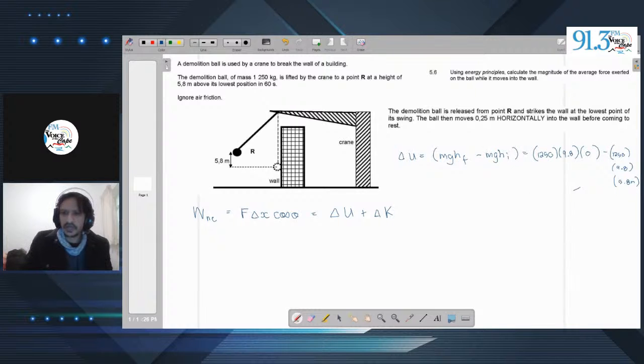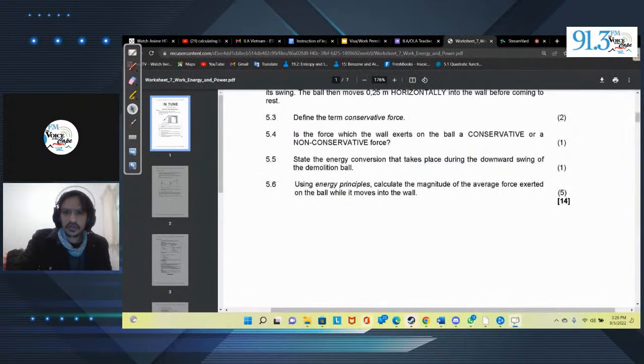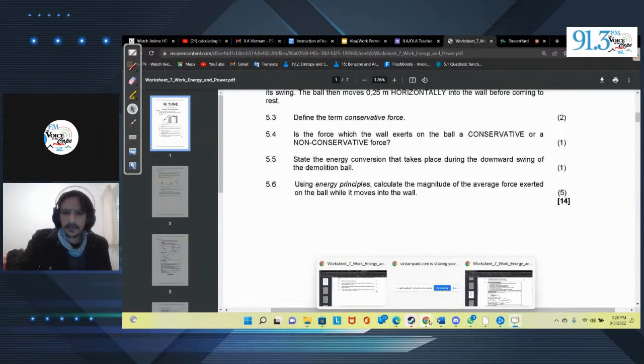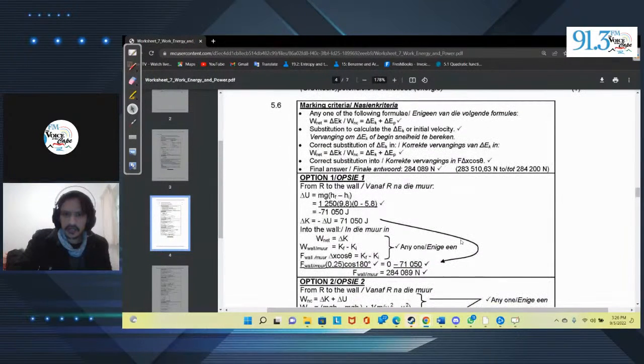Right? And now we just go ahead and solve for this. Let me just check here what the answer is. mgh final minus mgh initial, the final is 0, and we get an answer of negative 71,050 joules. Well, we know that the change in kinetic energy is equal to the negative change in U. So our kinetic energy is the opposite of that because of conservation of energy, and we find that our kinetic energy is 71,050 joules.